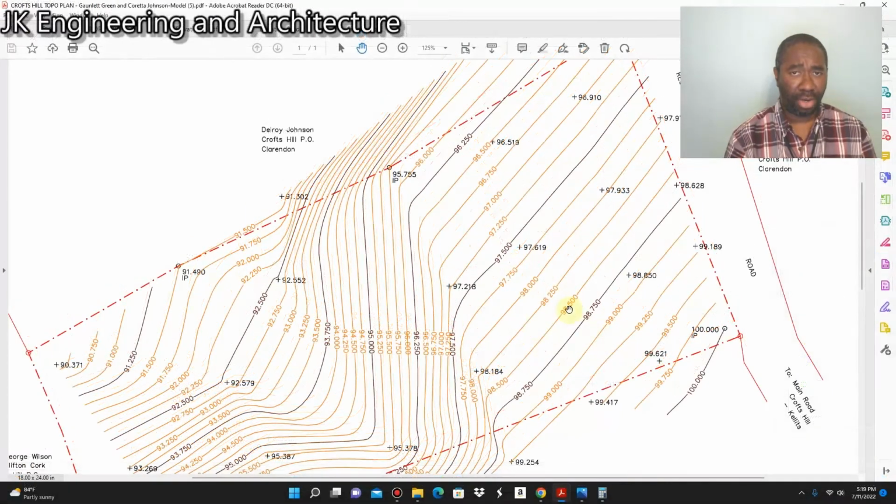If you want to find out the difference in elevation between points on your land, you have to find the difference between the contours. So in this area here, we have 97.500 and 93.750. To find out the elevation difference between these points, you subtract 93.750 from 97.500. The difference will give you the height of that slope.